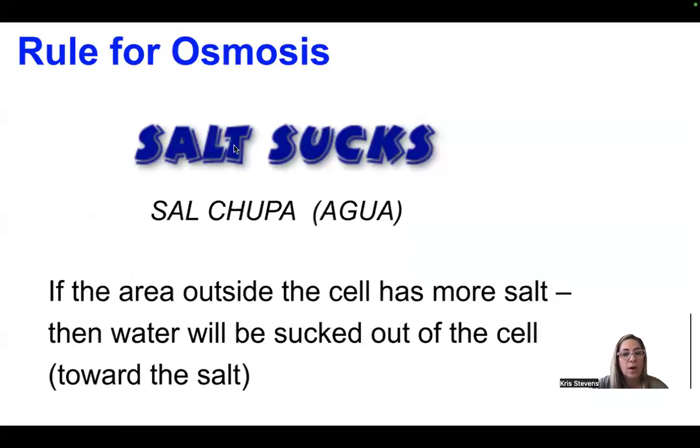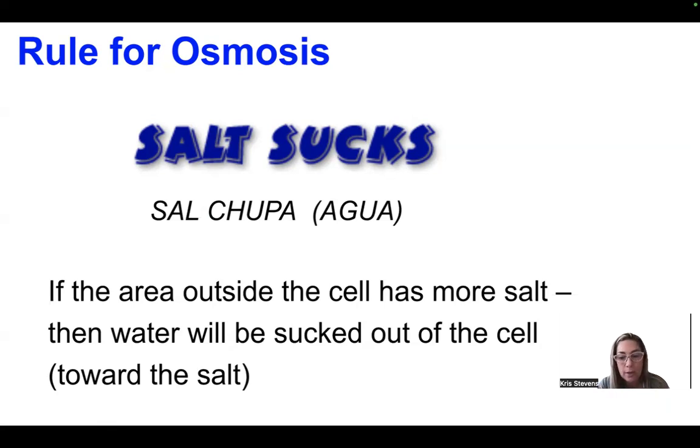Rule for osmosis: hate to say this, but salt sucks. If the area outside the cell has more salt, the water will be sucked out of the cell. Water moves towards the salt. Think about it like this. When we dehydrate something, we pull the water out. If we were to drink a whole lot of salt water, it would pull out the water.